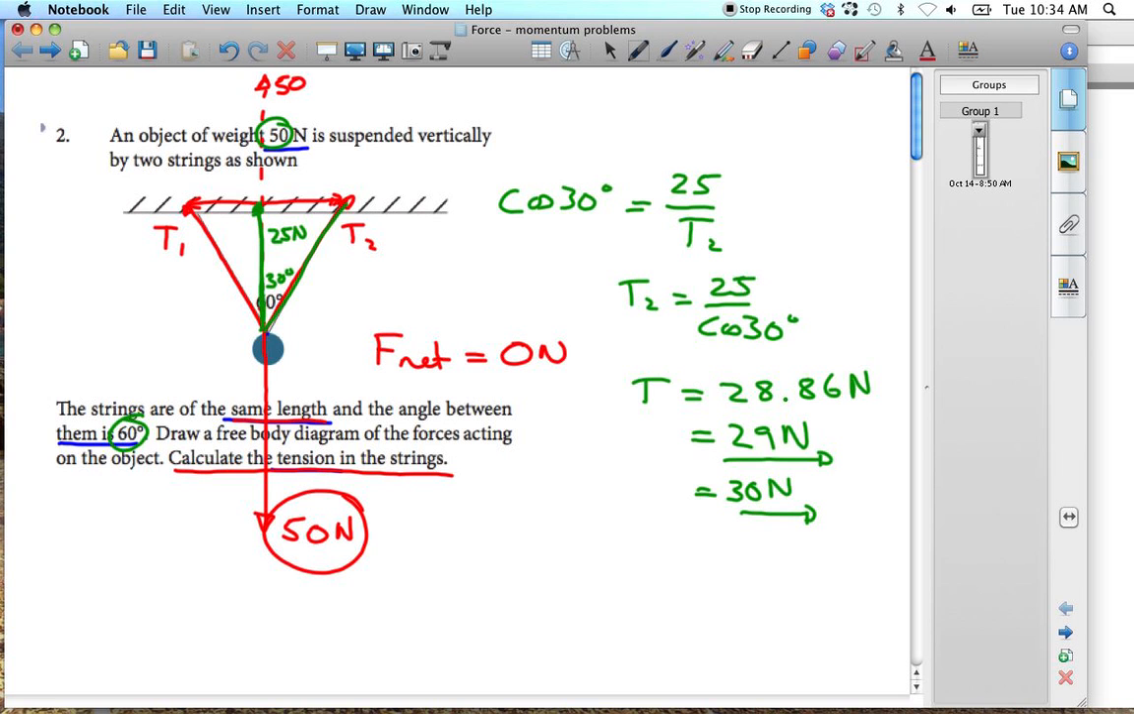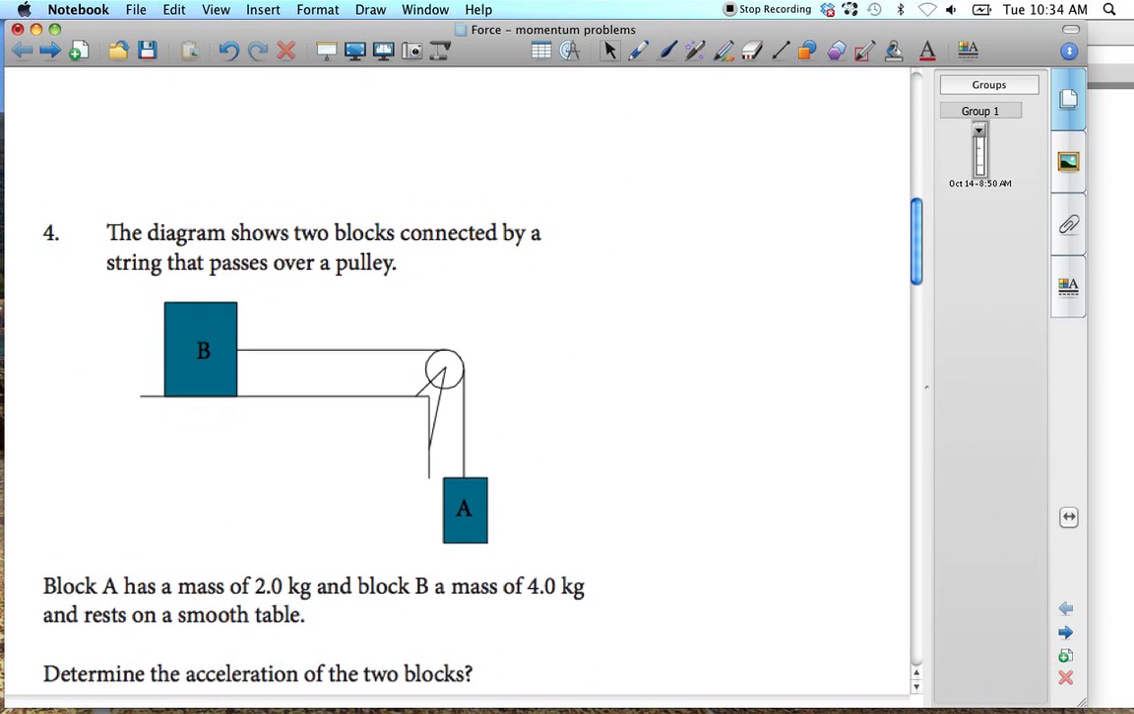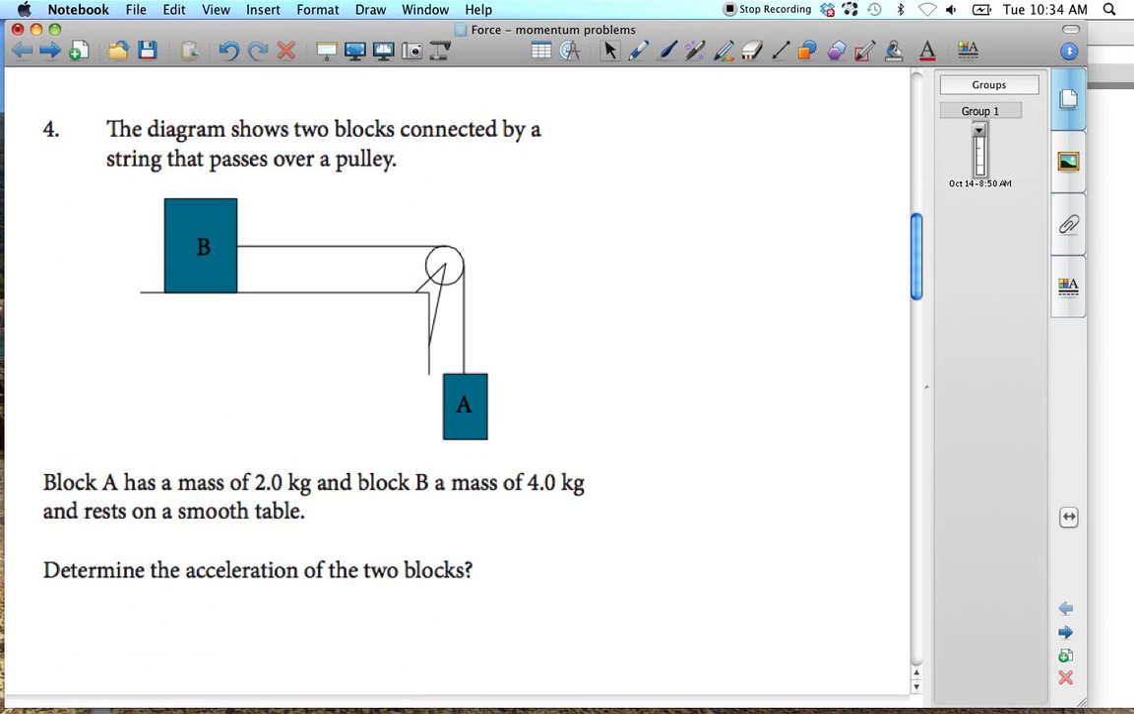Okay, so that was question 2. Now, going down the page, we're going to be looking at question 4, where the diagram shows two blocks connected by a string that passes over a pulley. Block A has a mass of 2 kilograms and block B has a mass of 4 kilograms and rests on a smooth table. Now that smooth is telling you basically that it's frictionless. Determine the acceleration of the two blocks.